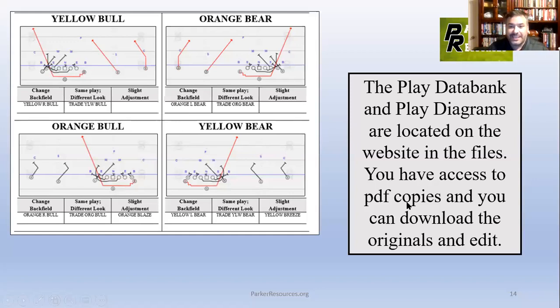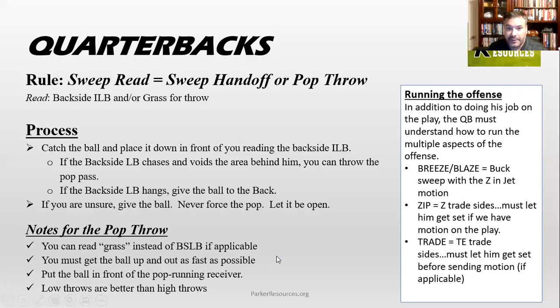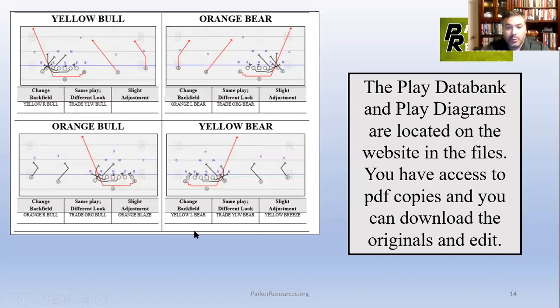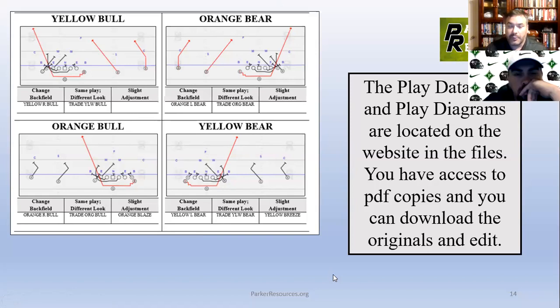So from a scheme standpoint, which is where we are right now, I wanted it to be: what does the play look like? Why do we call it? When do we call it? How do we get a different look? Because I felt like we had to run this play no matter what. We had to make it work no matter what. So we were going to find different ways to run it. So if a yellow bull wasn't working, we were going to run yellow R bull. If that wasn't working, we were going to trade yellow bull and trade the tight end into the boundary.